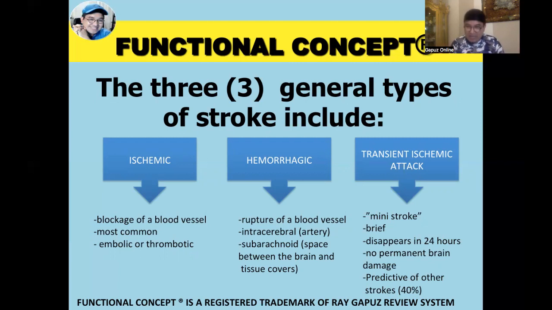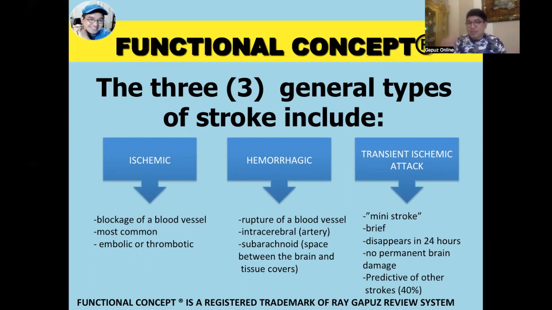It's called TIA, transient ischemic attack. It's actually brief. It disappears in 24 hours even without treatment, and it doesn't cause permanent brain damage. However, the presence of transient ischemic attacks could sometimes be described as if the patient is having a daydreaming state, and they may become non-responsive for a couple of seconds, and then eventually the signs and symptoms disappear. It doesn't last that long.